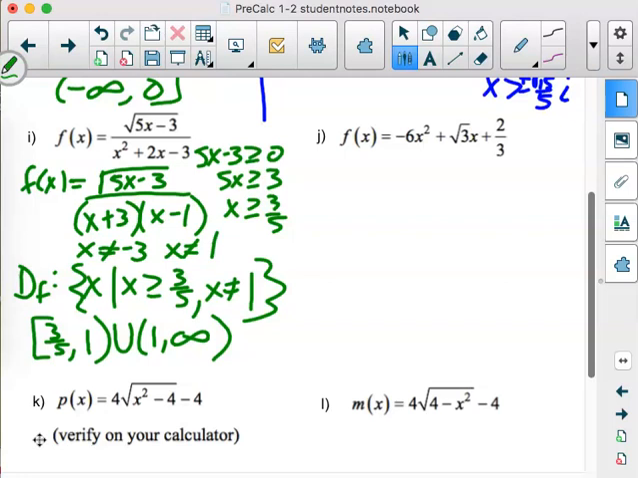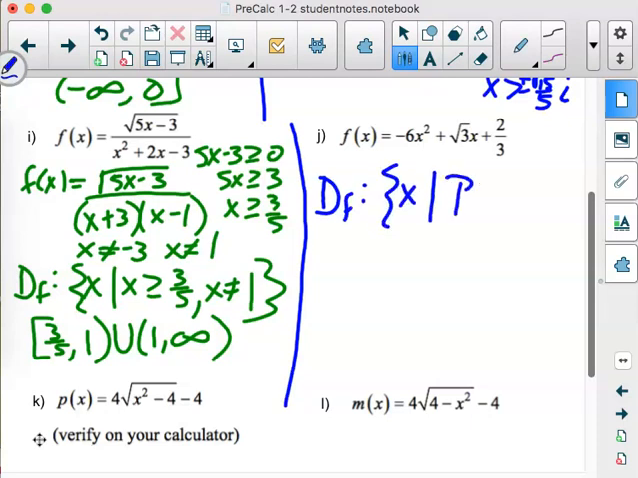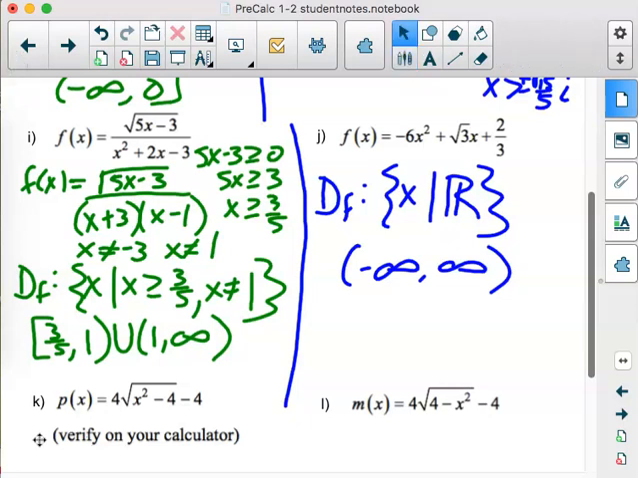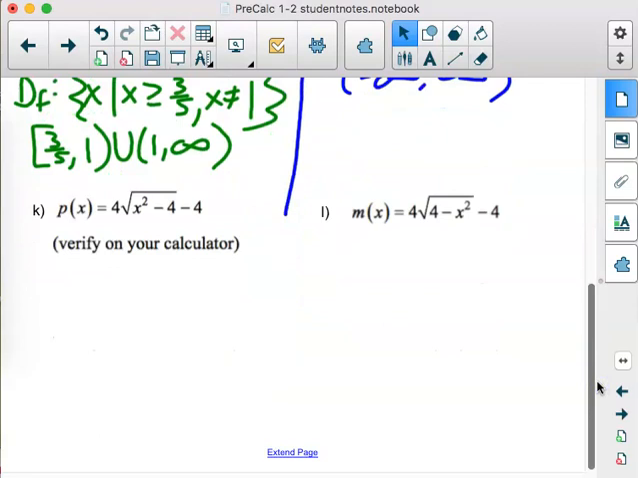Alrighty, let's take a look at J. Okay, cool. No variable in the denominator. That means we don't have to worry about dividing by 0. It does have a square root, but hey, the x isn't even under the square root. Well, that means we can use whatever we want. The domain of f is the set of all x such that x is all real numbers, negative infinity to infinity. Cool beans! No work with that one. All we had to do was figure out that everything's going to work in here.